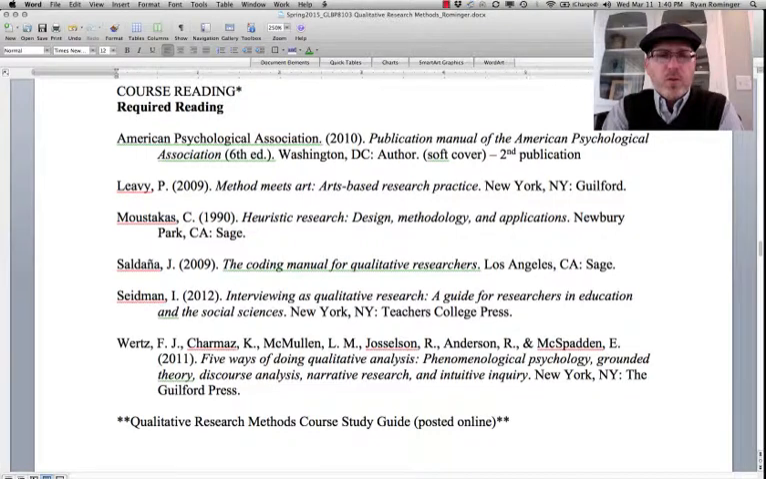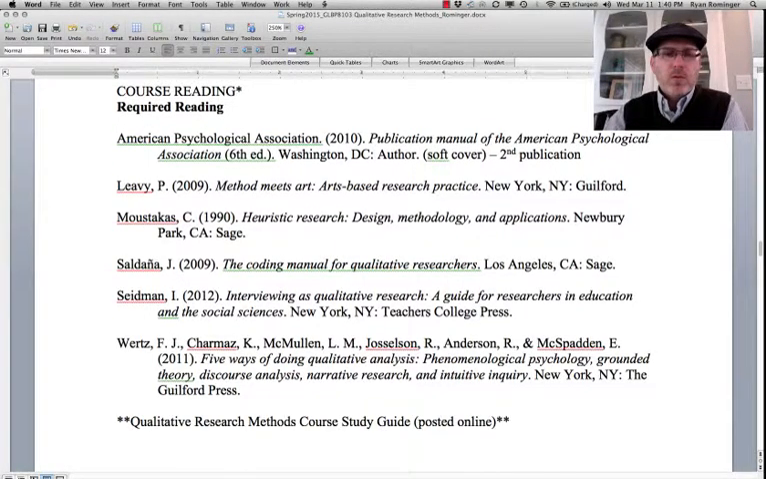Is 5 ways of doing qualitative analysis: phenomenological psychology, grounded theory, discourse analysis, narrative research, and intuitive inquiry. That text we're going to be reading throughout the course, so you want to have that one early as well. Chapter 1, in fact, you're going to be reading during the 2nd week.